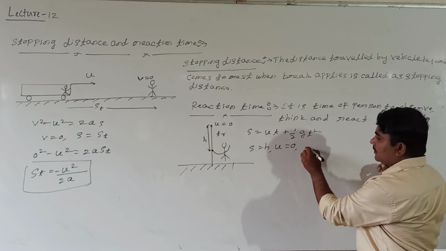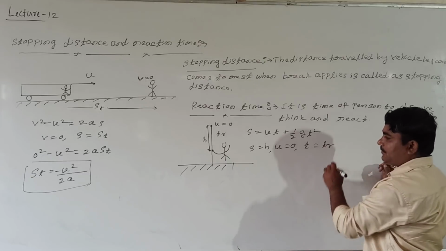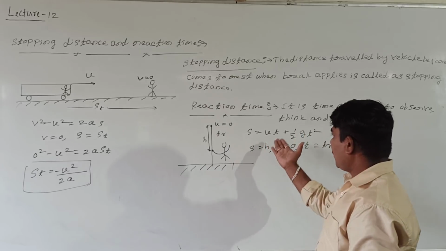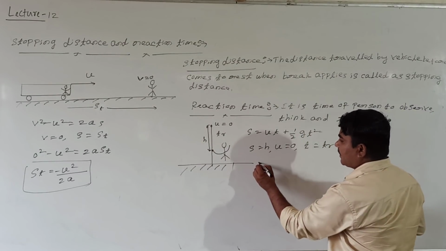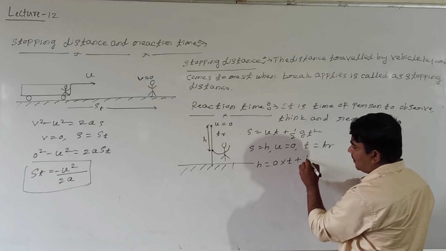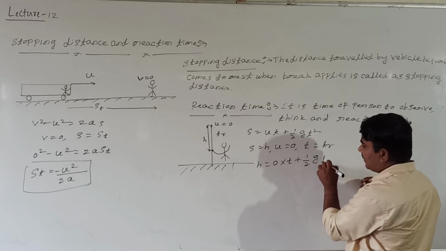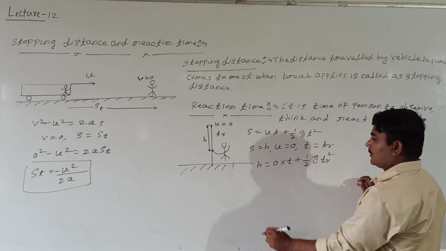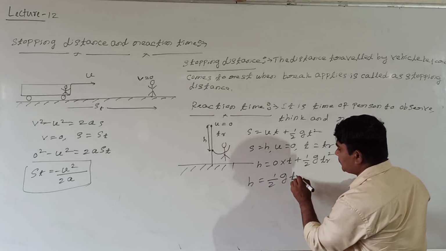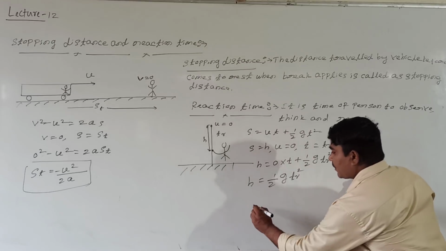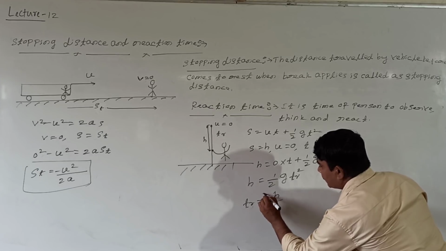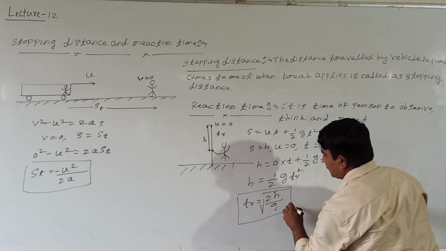What is the time? The time we are calling time of reaction. Then again, how to calculate this time of reaction? s can be replaced by h. u is 0, into t, plus half g. t can be replaced by TR square. Then directly h you got as half of g TR square. Again from this, TR is equal to the square root of 2h divided by g. This is nothing but the time of reaction.